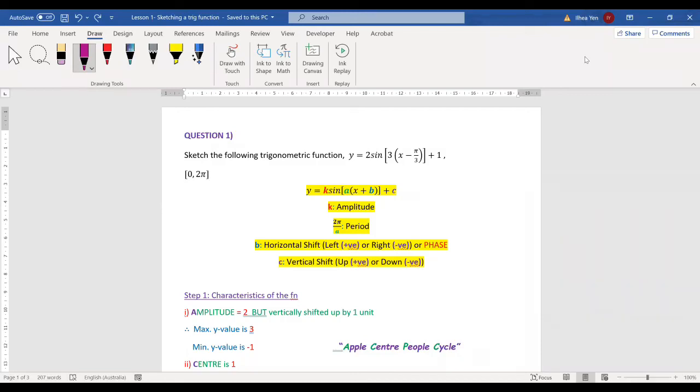Hi guys, today's lesson is how to sketch a trig function. I just picked one trig function here and we're going to sketch this. Okay, so it's sketching, so it's done a bit roughly, not graphing, but what I've got here is a bit more than sketching, a bit more details here.